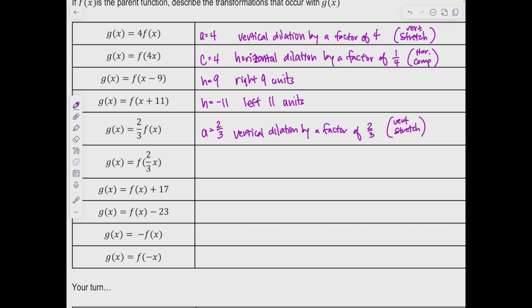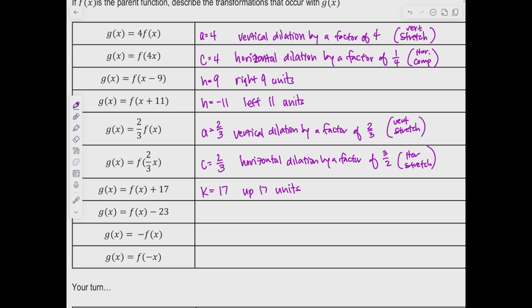Okay, notice the 2/3 inside. When it's inside the parentheses, that means my C value. So this is going to be a horizontal dilation by a factor of, again, you have to take the reciprocal. It is now 3 over 2. This is going to be a horizontal stretch. The reason why it's a stretch is because 3 over 2 is 1.5. It's larger than 1. Okay, this next one, the 17 plus 17 is outside of the parentheses. So that means that this is a k value. This means we're going to go up 17 units.